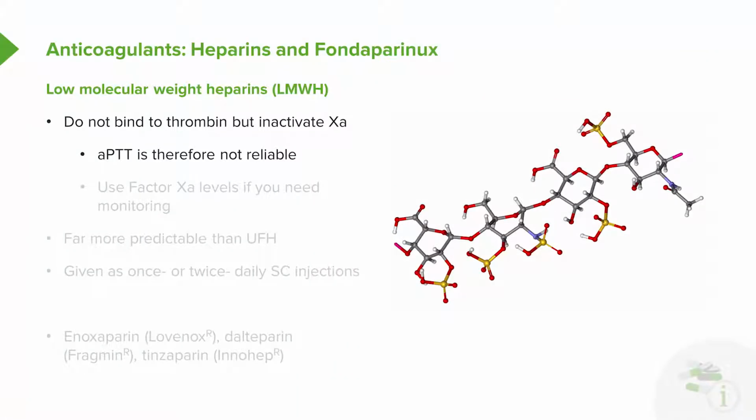Therefore, the APTT test is not a reliable test when we're using the low molecular weight heparins. So sometimes we will use factor 10A levels to determine whether or not the low molecular weight heparins are working or not. But the real world issue is that because they're so predictable, we rarely use blood tests to confirm activity. They're usually given once a day or twice a day as a sub-Q injection.